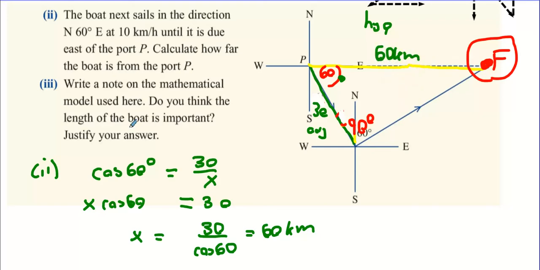Now, write a note on the mathematical model used here. Do you think the length of the boat is important? Justify your answer. I suppose the length of the boat won't be important provided you use the same part on the boat.